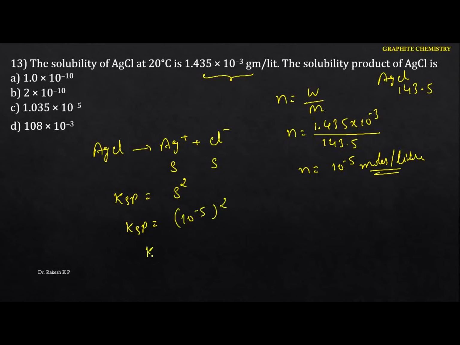Okay, hence the Ksp we got is 1 into 10 to the power of minus 10. Hence in this case the option is A.